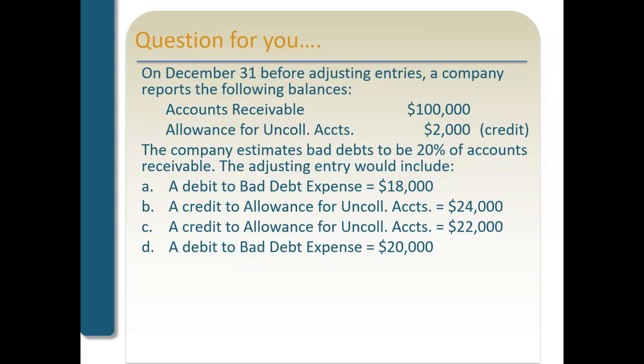How many agree with A? Are you sure? Are you positive? Excellent. Remember, we need to know what that credit is. If we want that balance in the allowance for uncollectibles to be $20,000, we need to see there's $2,000 already sitting in there. So we're going to debit bad debt expense of $18,000 and credit our allowance for $18,000, right?